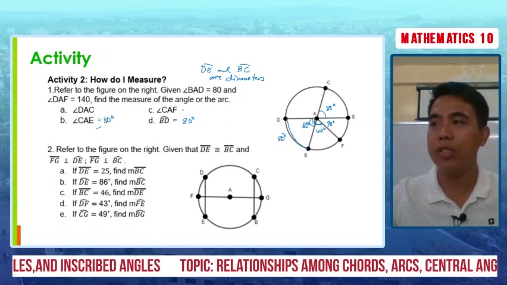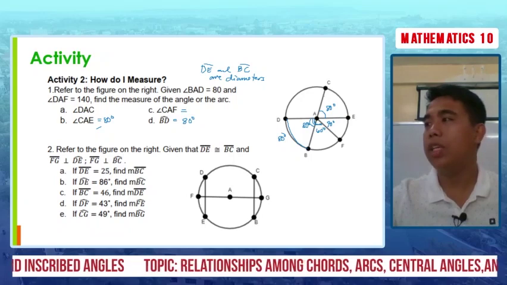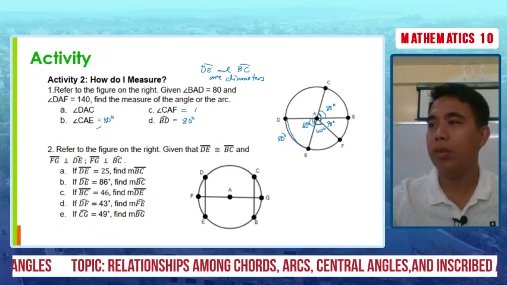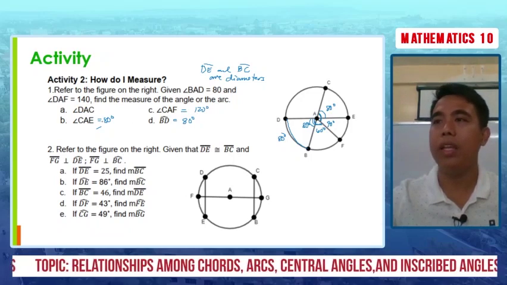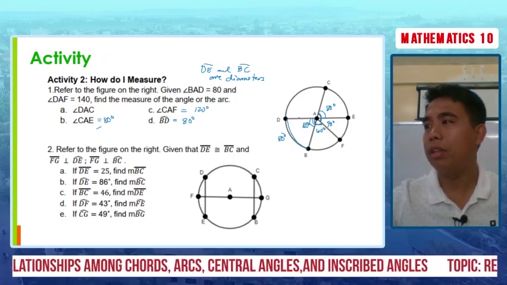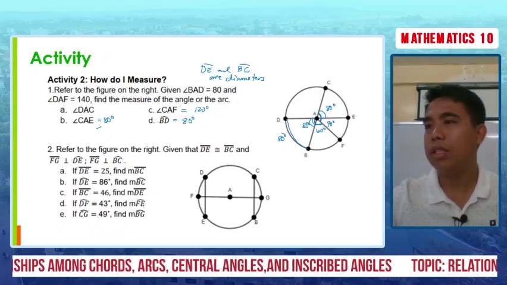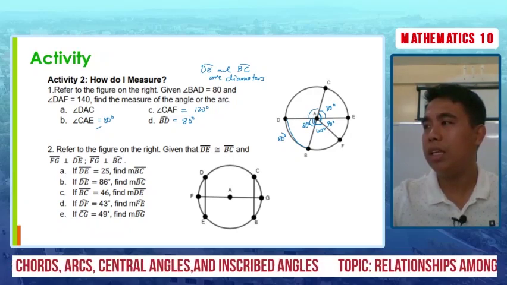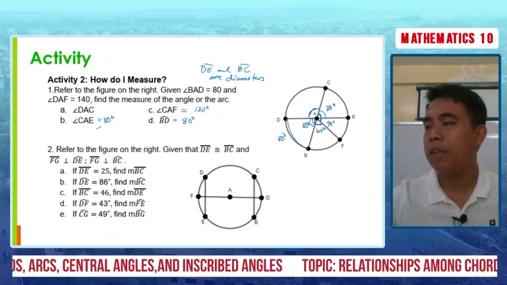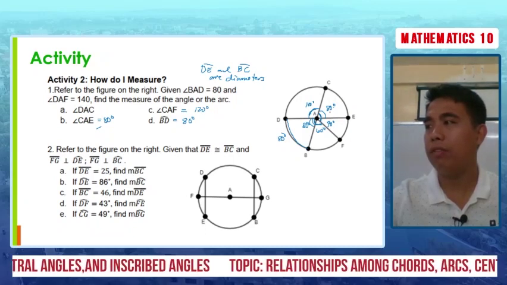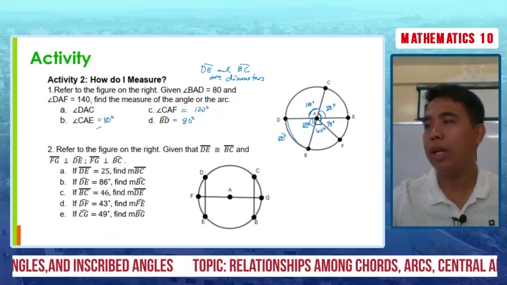Now, let's proceed to CAF. Yung CAF naman, the whole of this, you add, therefore, that is 120 degrees. And then angle DAC, the whole of this. DAC pala, sorry. Angle DAC, this one. So if that is 80, therefore this is 100 degrees. So if you are going to add that, that is 180.